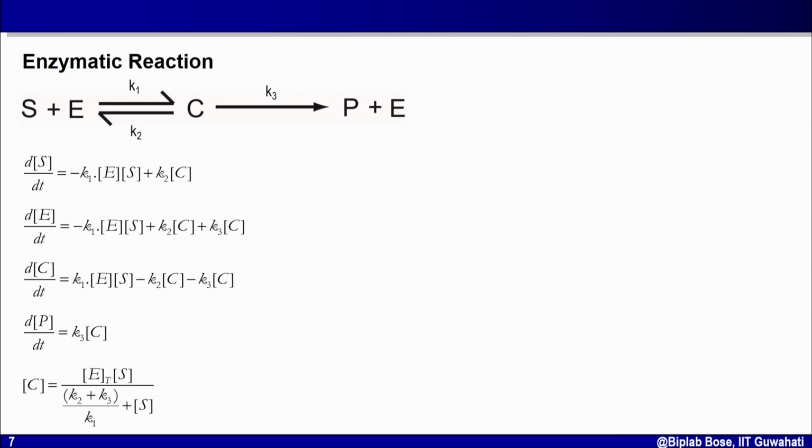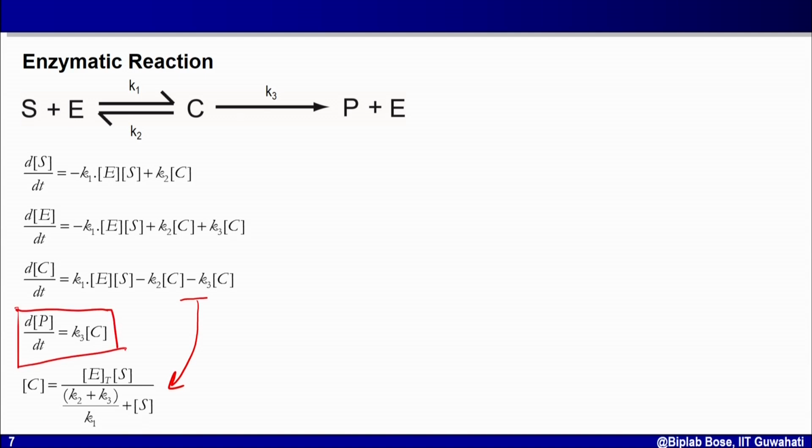So let us clean a bit. What I have got, this is my scheme and I have initially written down the ODEs. From the dC/dt, I have got this relation considering steady state for C, that C is equal to ET into S divided by (K2 plus K3 by K1) plus S. So now take this ODE.